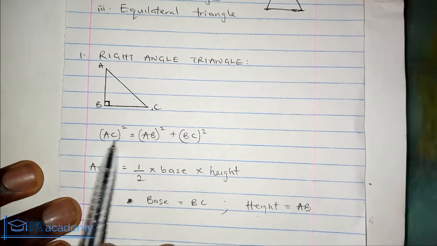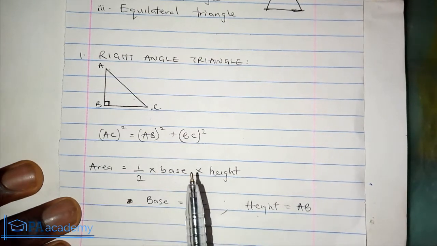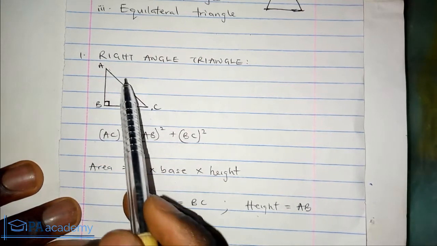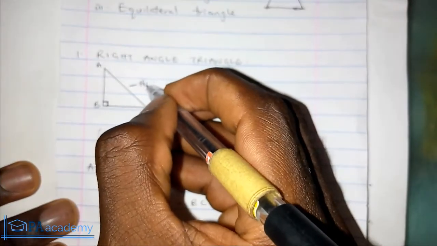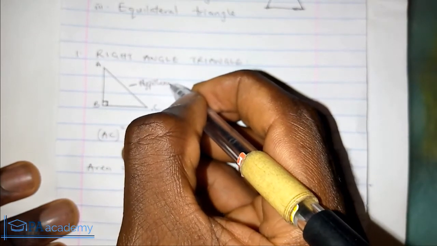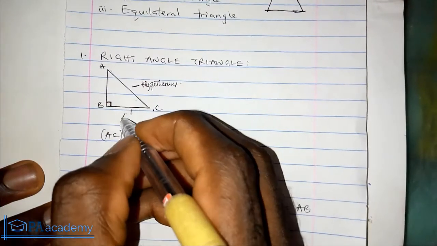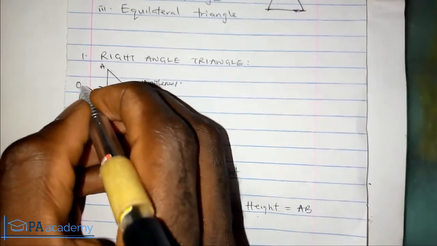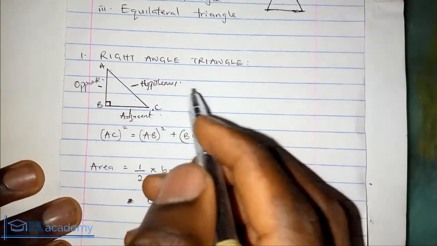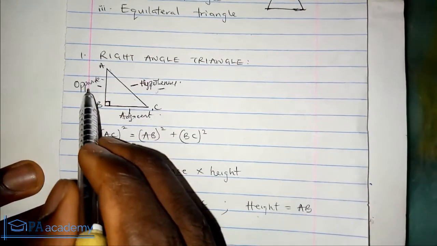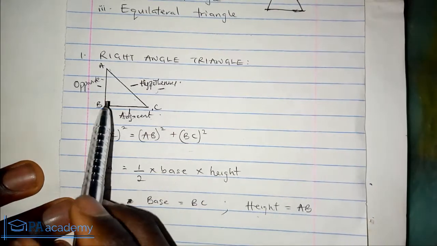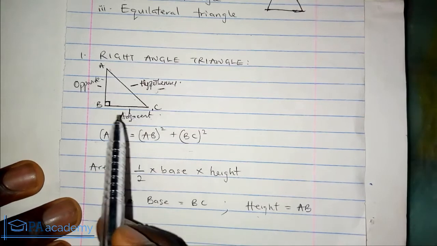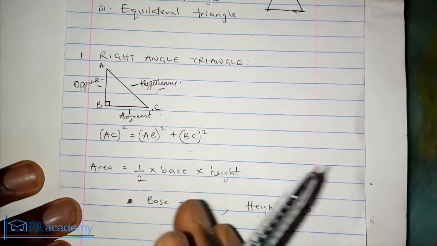This formula is also important when you are dealing with a right angle triangle, or with triangles generally, where we have the hypotenuse squared. This part we call the hypotenuse, this one the adjacent, and this side the opposite. So the hypotenuse squared is equal to opposite squared plus adjacent squared. If you are not given all three sides, maybe you are given two and you want to look for the third one, you can use this formula. That is by the way.